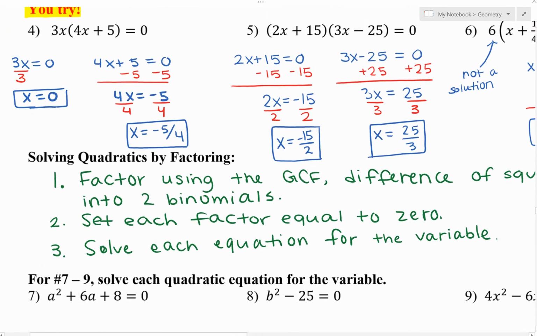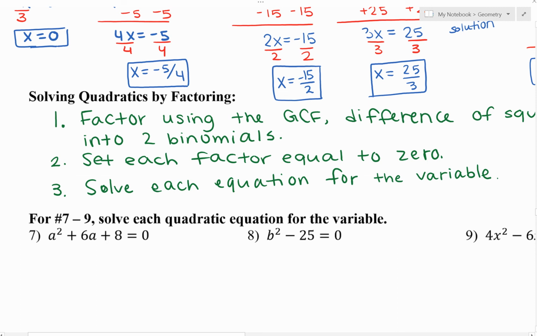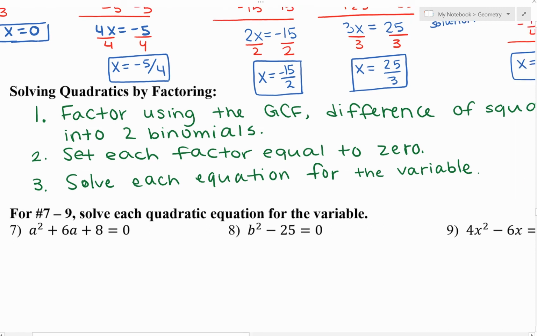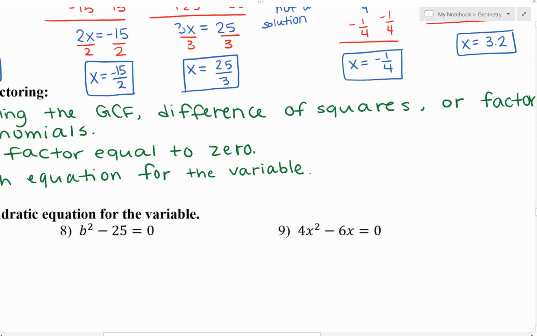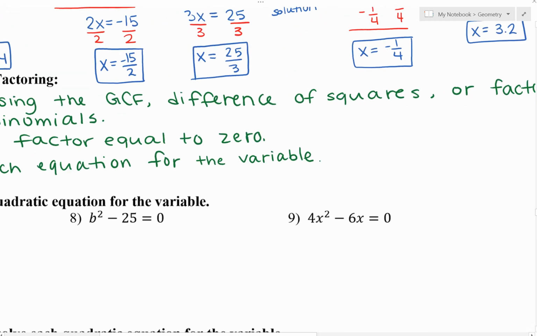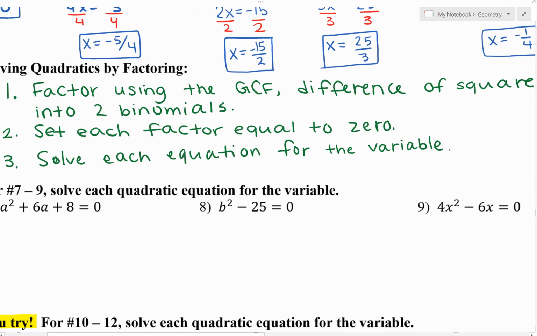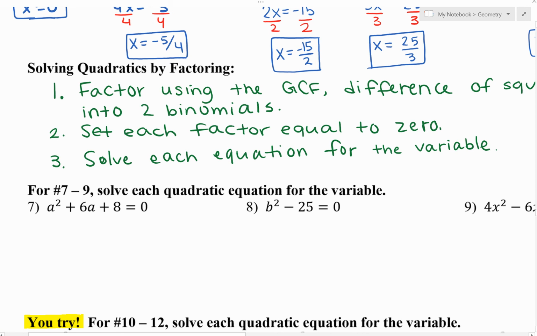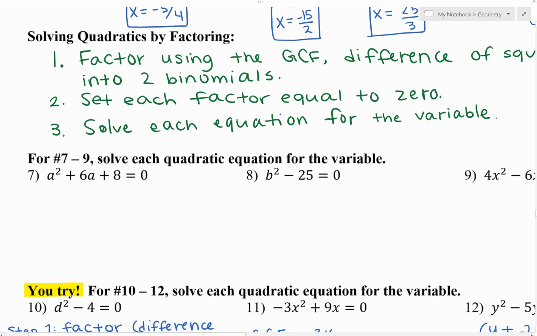All right, so solving quadratics by factoring. So now it may not be factored for us. We're going to have to do that. So you could factor it maybe by using the GCF, or if it's a difference of squares, or you may have to factor it into 2 binomials. You want to set each factor equal to 0 once it's factored, and then solve those equations that are equal to 0.